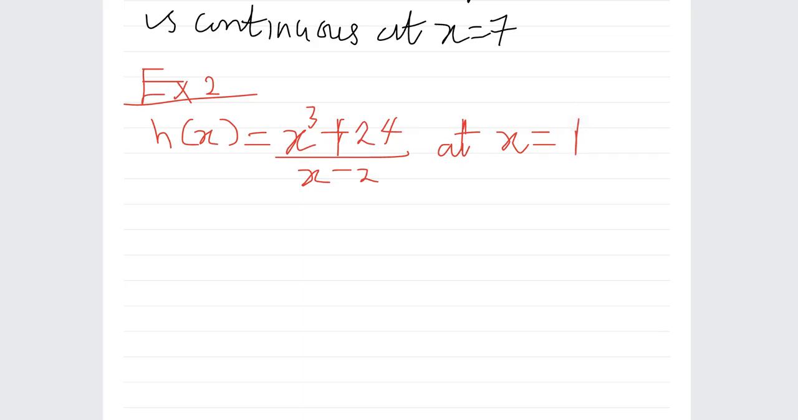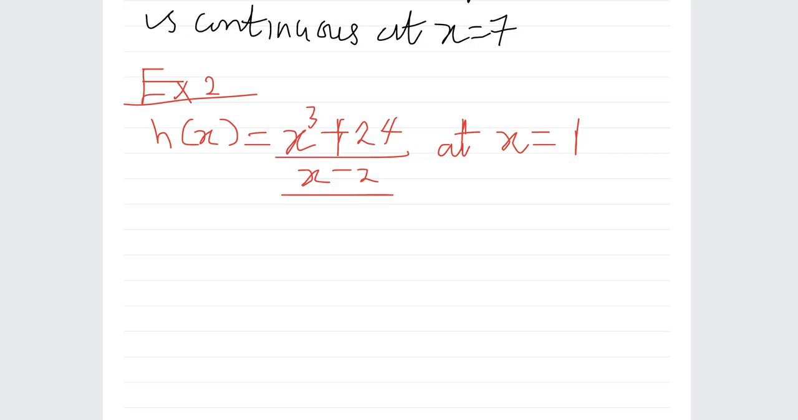Now, are you seeing this? If you look at this question, it will be continuous. Why do I say it will be continuous? The only time this function will not be continuous is when x is equal to 2. So if you see this question in exam, you just look at the denominator. If you put 2 in this denominator, it will become 0. So that means this function will be continuous at any other number except at x equal to 2.